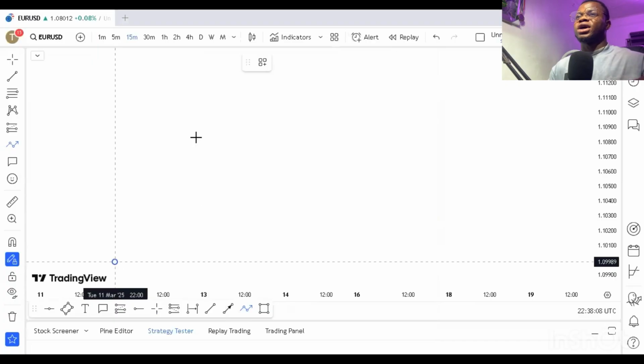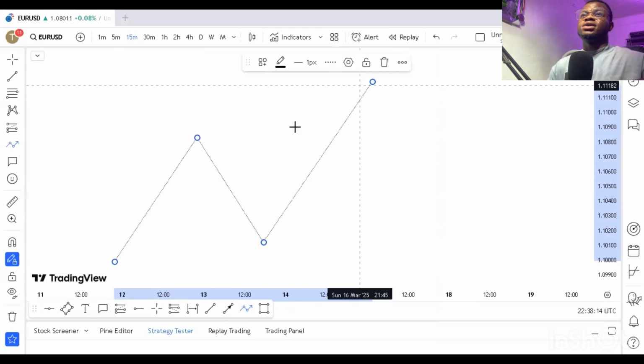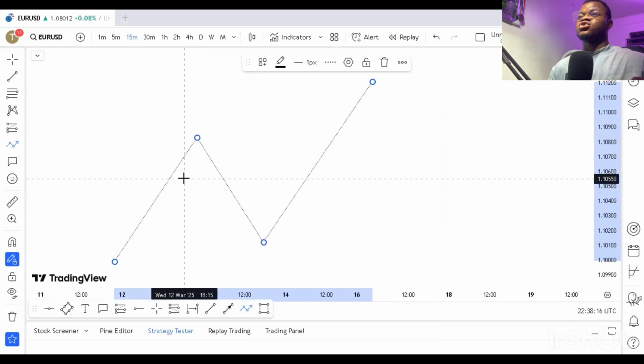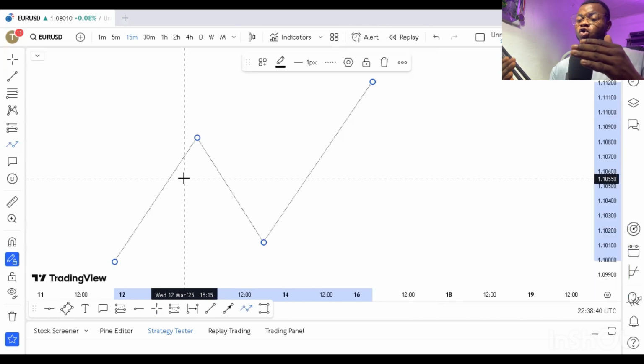So a valid structure can be based off a break of structure. You heard me right. Market structure is of three types. We have the uptrend structure, the downtrend structure, and the ranging market structure. If this is your first time hearing about market structure, make sure you check this video here, because it is an introduction to market structure. Check out this video before you come watch this one.